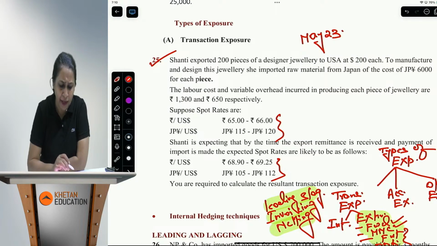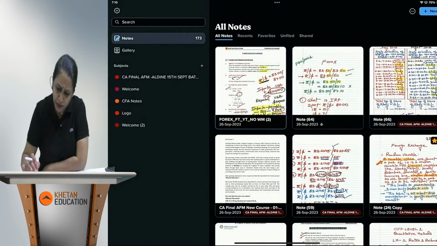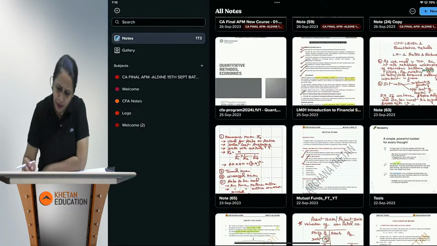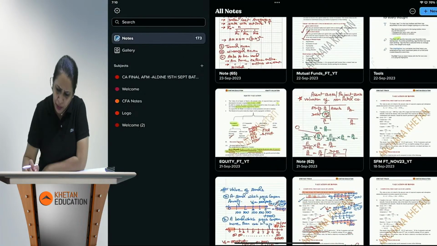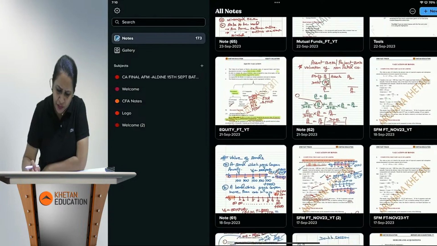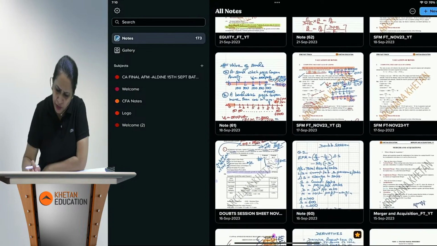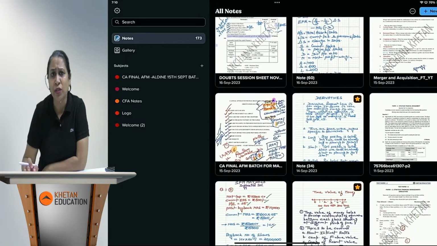I think I prepared answer for this sum. Well, I'll give you. May 23 suggested. Why to do the sum when I can save some time? You can just click a picture of that solution and we can move on. It's a very useless sum basically.